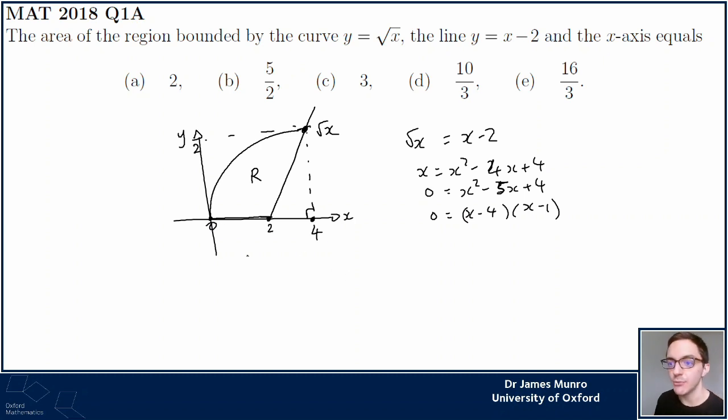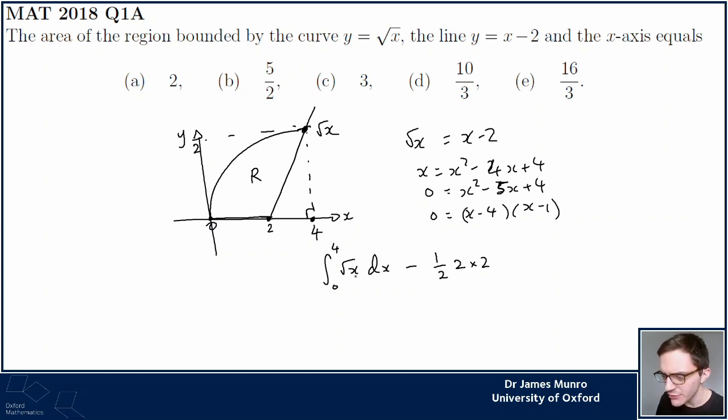Okay, so here's my plan. I want to integrate the square root of x from 0 up to 4, and then subtract this triangle area. That triangle area is going to be 1/2 base times height. Base is 2, height is 2, so I just need to do this integral and subtract 2.